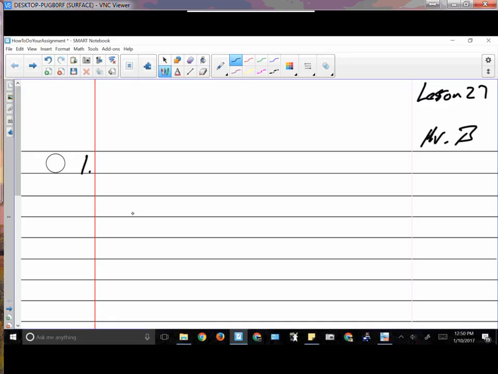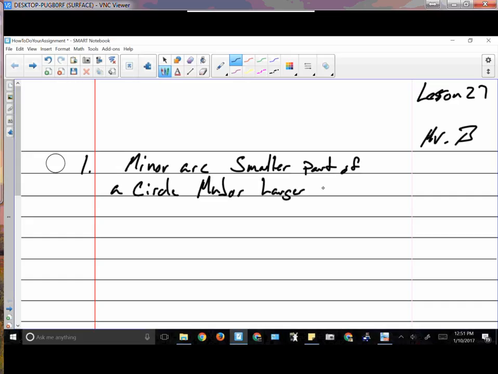Well, let's see. If we've got this in a circle, the minor arc. Oops. Spell that one. See, and this is why it's helpful with a pencil, so when you make an error you can deal with it. Minor arc would be the smaller part of a circle. Major would be the larger part. Okay. Does that get the idea now? Yes, sir.